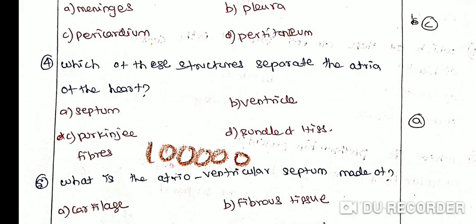Which of these structures separates the atria of the heart? Option A, septum. Option B, ventricle. Option C, Purkinje fibers. Option D, bundle of His. The correct answer is option A, septum.